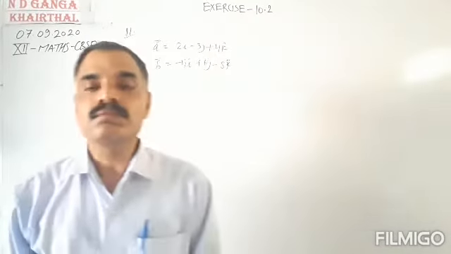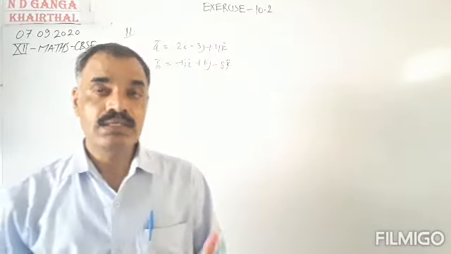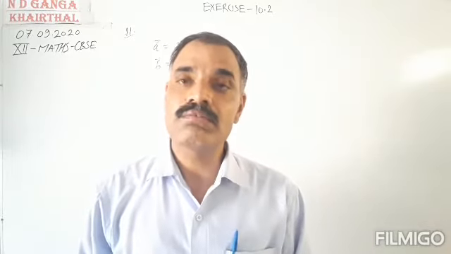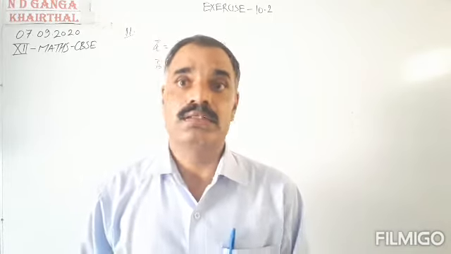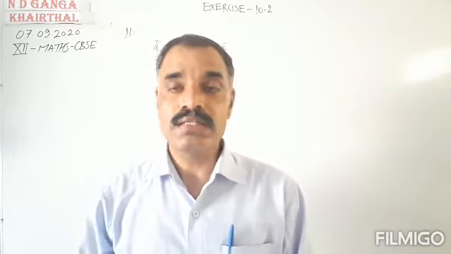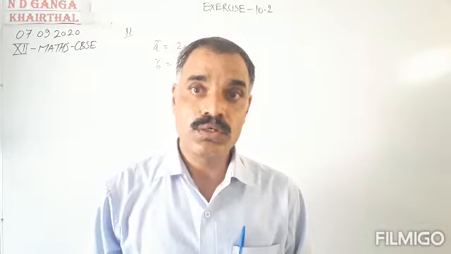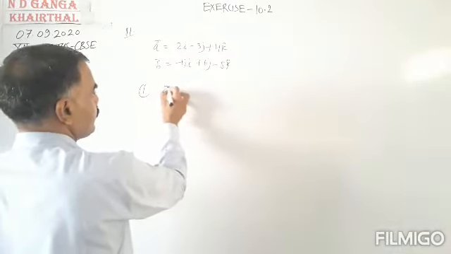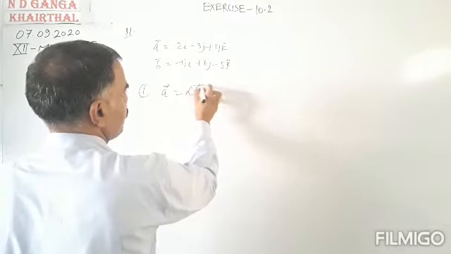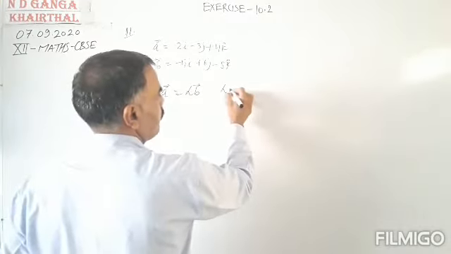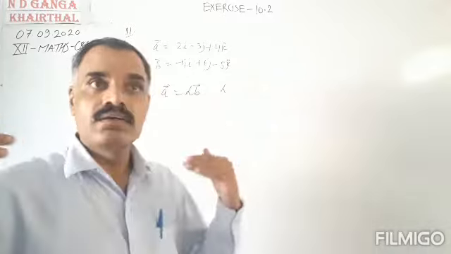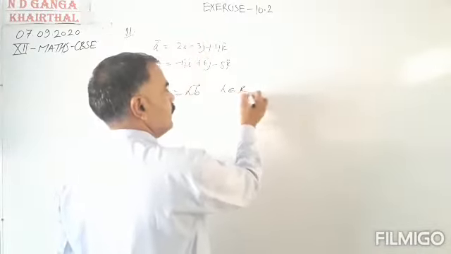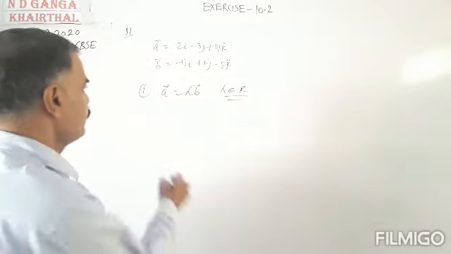Now what is the condition for collinear vectors? How will you show that the given vectors are collinear vectors? The first condition is a vector is equal to lambda times b vector, where lambda will be any real number.